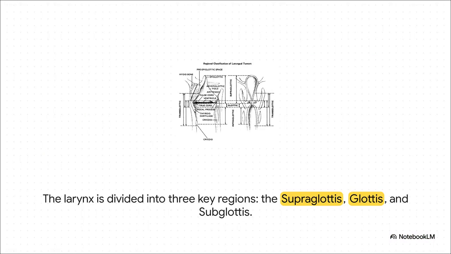So check this out. The larynx is basically broken down into three main zones. You've got the supraglottis up top, the glottis right in the middle, that's where the vocal cords live, and then the subglottis down below. Your first job is to pinpoint exactly where that tumor is centered. Why? Because the staging rules are totally different for each of these spots. It's a critical first step.